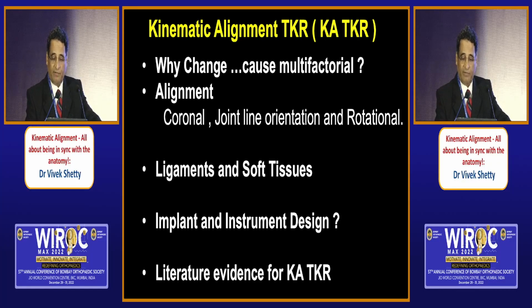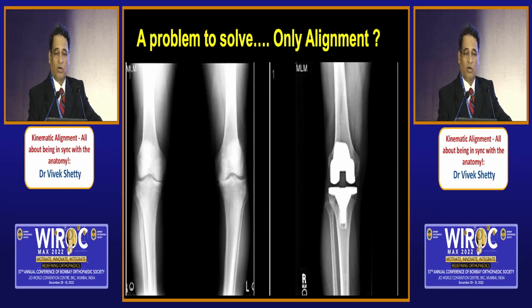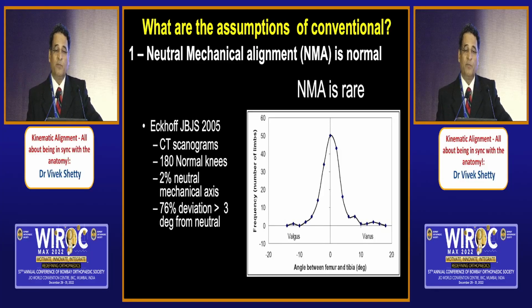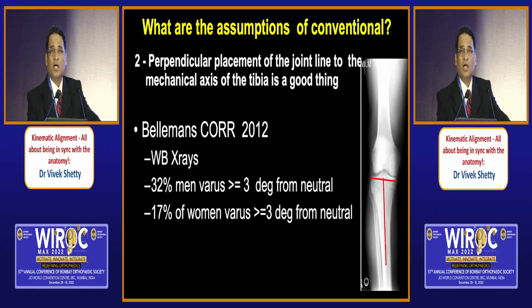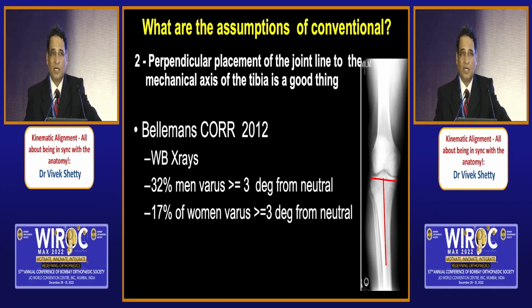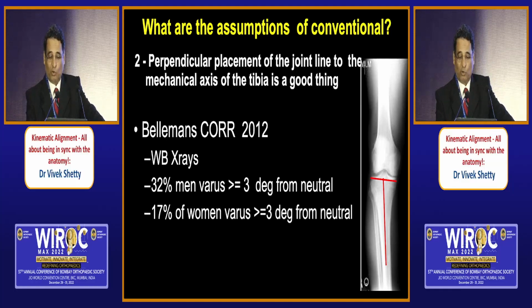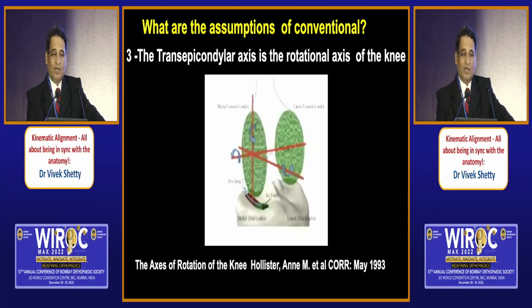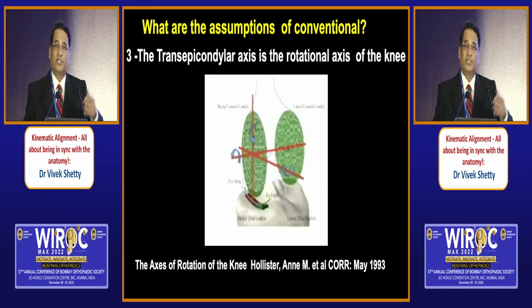And what is the literature evidence of kinematic TKR? If you look just at coronal alignment, the neutral mechanical axis going to the center of the knee is not normal, because Eckhoff's theory says that most of it is on either side. There are quite a lot of outliers. What about the perpendicular joint line? Even that is not known. This is the Ranawat Award paper in 2012 where the slope is in 32%, the joint line is sloping much more than 3 degrees. What about the transepicondylar axis, which is the rotational axis around which the tibia flexes and extends?